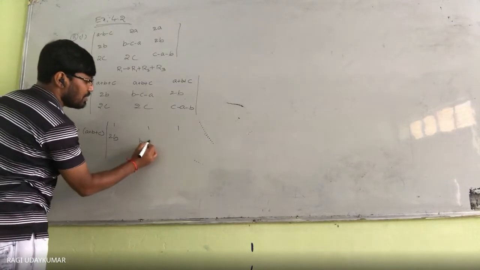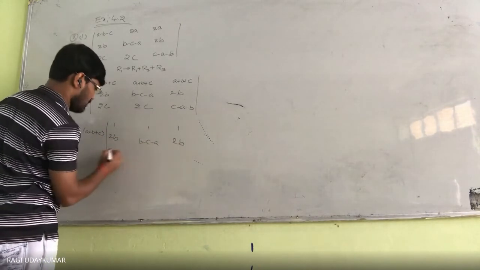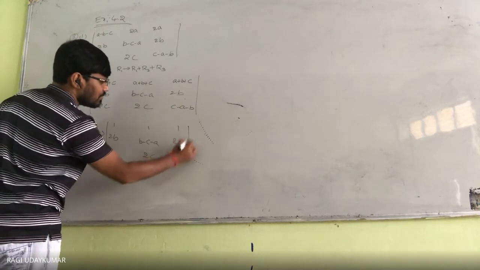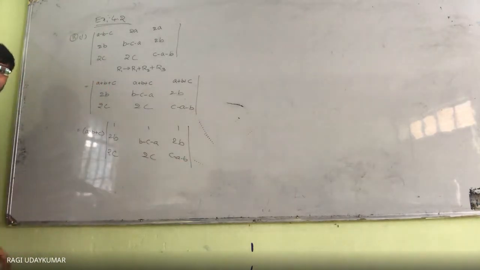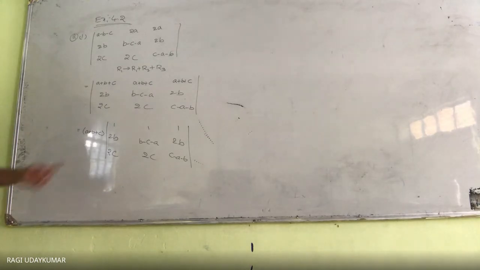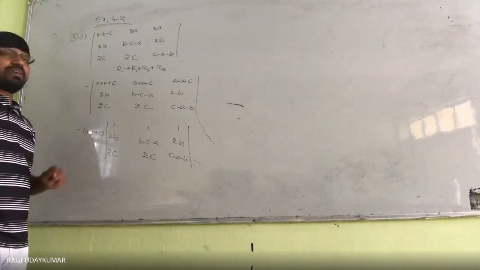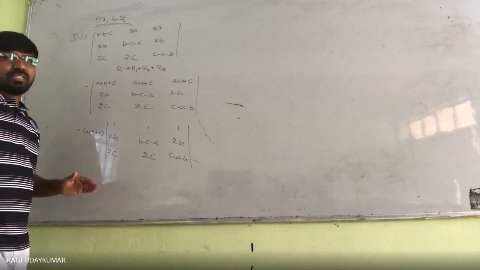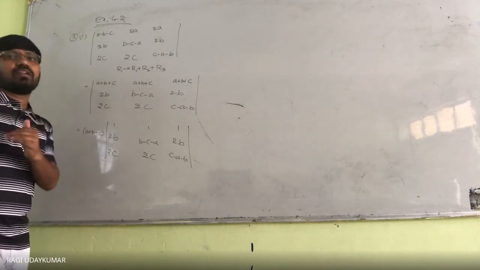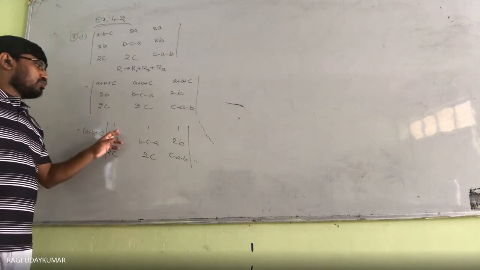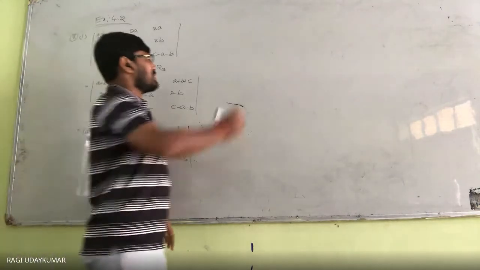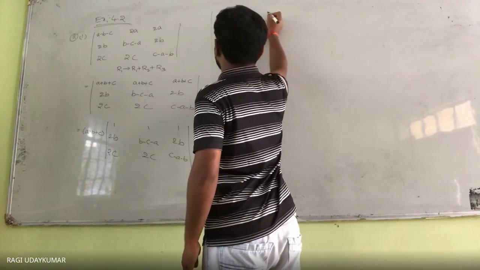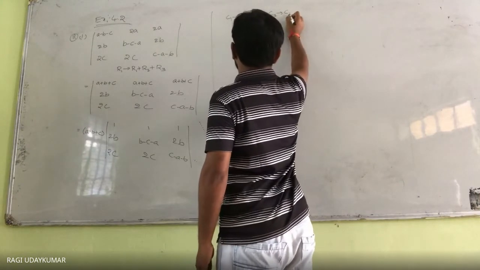2b, b minus c, a; here 2b, here 2c, here 2c, c minus a minus b. Now what to do? Similar model problem. This we have to make 0, this we have to make 0, so that the problem becomes easy. All the problems have a similar model. To make these 0, C1 tends to C1 minus C2, and C2 tends to C2 minus C3.